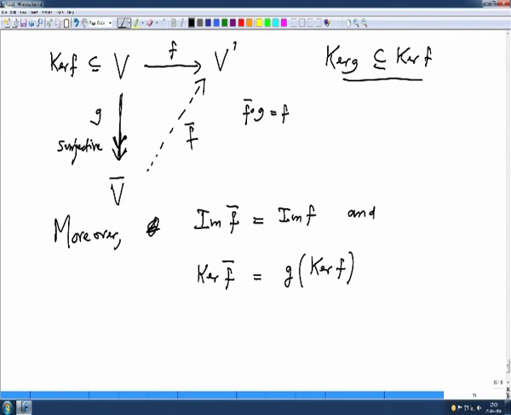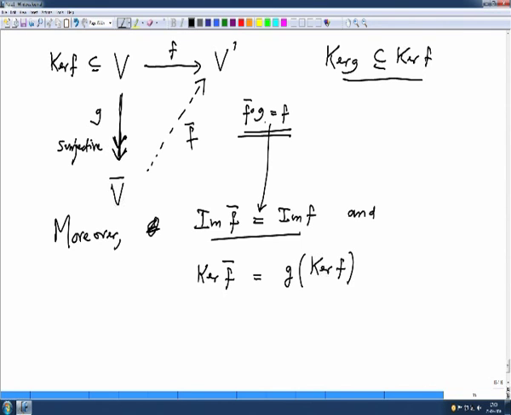So, let us check them. Well, this follows from this equality, because if somebody is in the image, then it is f of x, but then f of x is f bar of g of x. So, it is in the image of f bar. This equality just says this immediately.